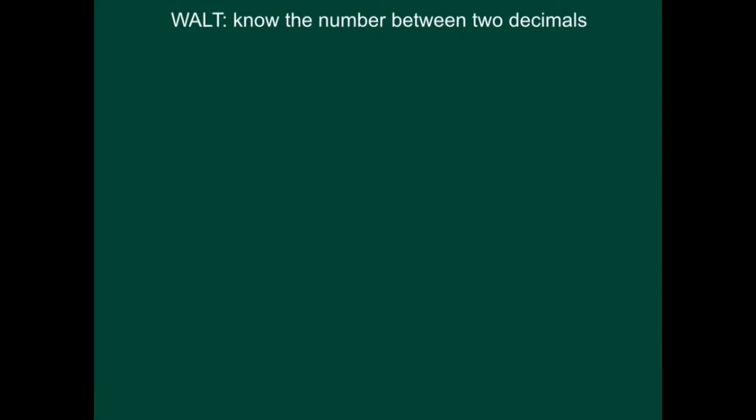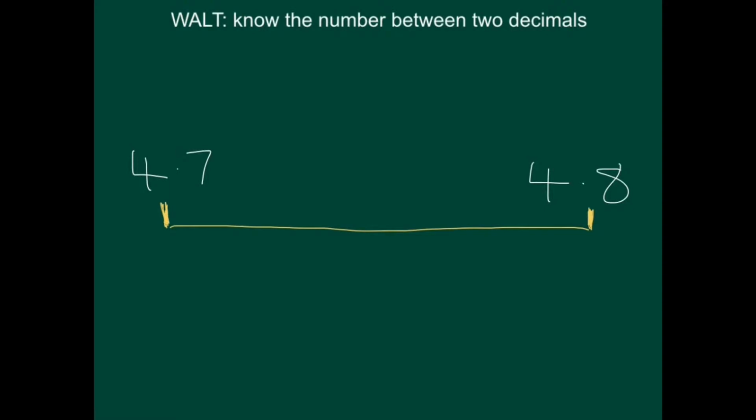Now we are learning to know the number between two decimals. For example, what is the number between 4.7 and 4.8? Well, the best way to start is to first look at our handy number line. Now remember, we're trying to find the number that's perfectly in the middle between these two numbers. That number right here is what we're after.